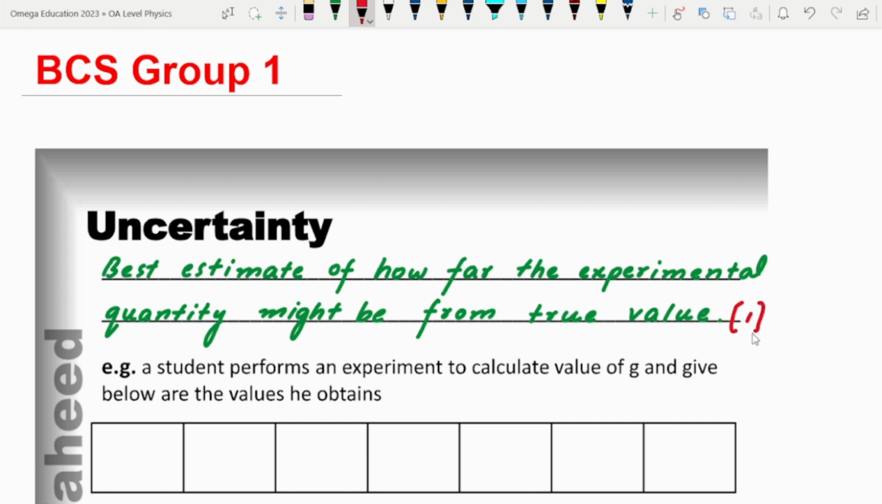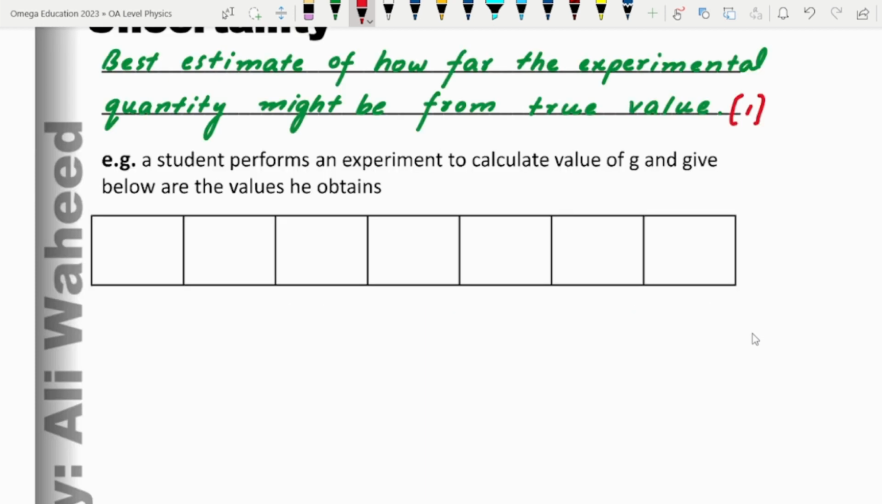We can also define it as the range of possible values within which the true value lies, or within which the true value can lie. We can also define it this way. So here we have an example. A student performs an experiment to calculate the value of g, and given below are the values that he obtained.